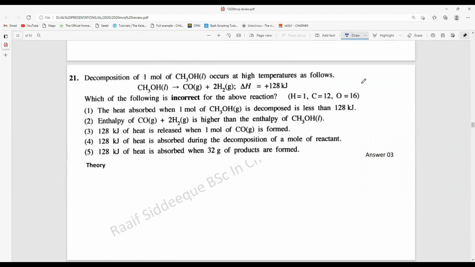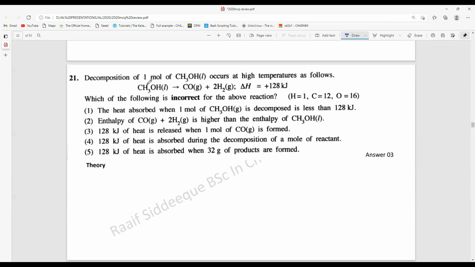The heat, so you see here delta H, enthalpy, is positive, which means it absorbs heat energy when this reaction happens. Okay. The heat absorbed when 1 mole of this gas molecule, here they have given liquid, gas, is decomposed is less than 128. What do you think? Correct or wrong?